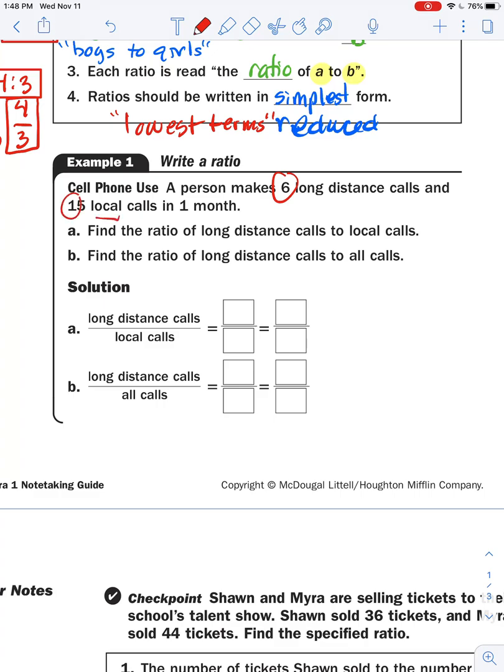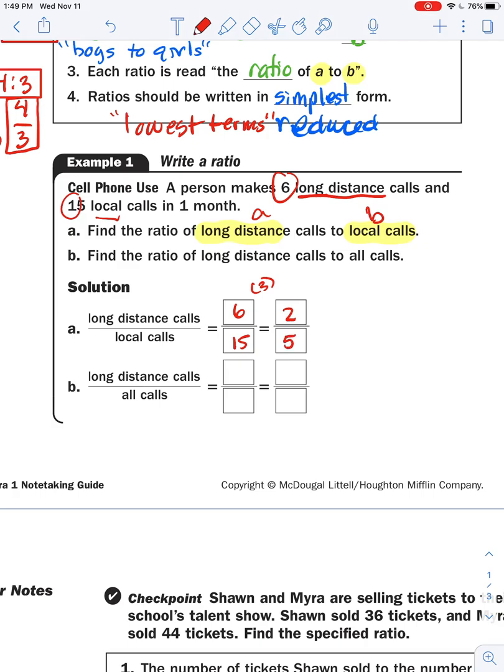Cell phone use. A person makes 6 long distance calls and 15 local. So that's going to be our two things, long distance calls and local calls. Okay, it says find a ratio. Now pay attention to what's first. Long distance to local. So that means that this is going to be like your A and this is going to be like your B. So for long distance to local, I look up here and I have 6 long distance and 15 local, but what goes into both of those?